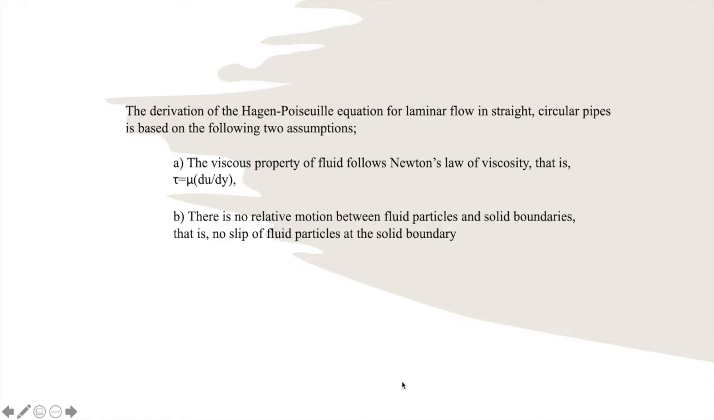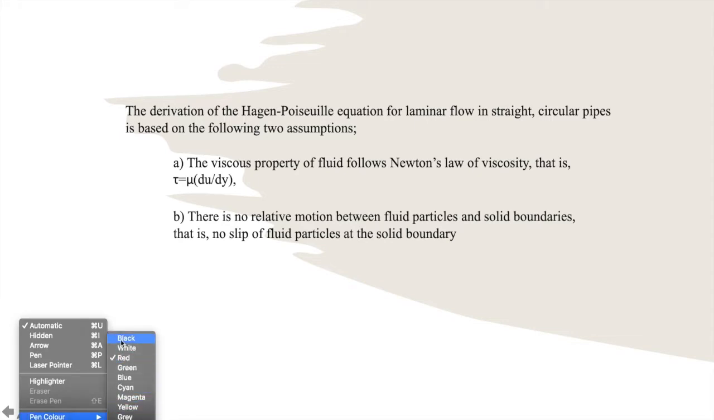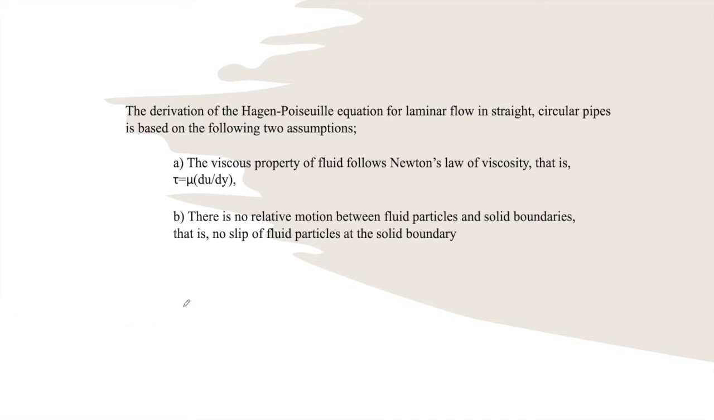So the derivation of the Hagen-Poiseuille equation for laminar flow in straight and circular pipes is based on the following two assumptions. Basically, the Hagen-Poiseuille equation is used to calculate the delta P, the pressure difference in a straight pipe, and it must be a laminar flow. So you cannot apply the Hagen-Poiseuille equation for turbulent flow.